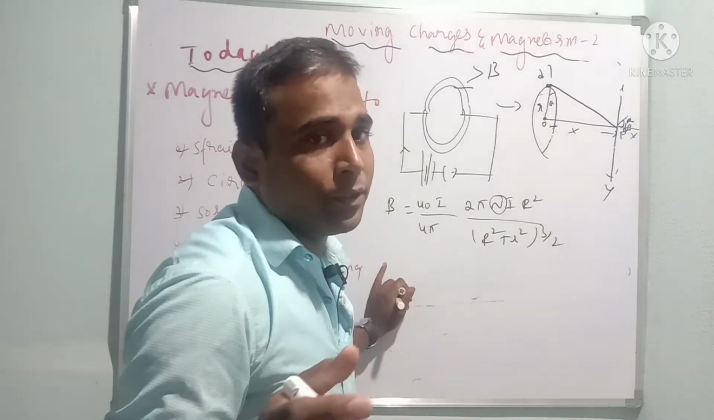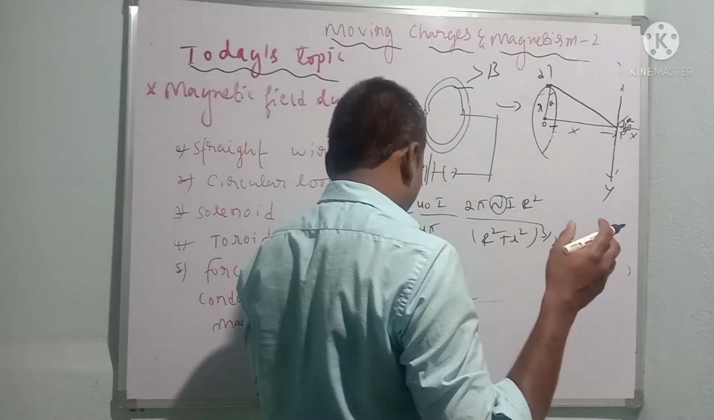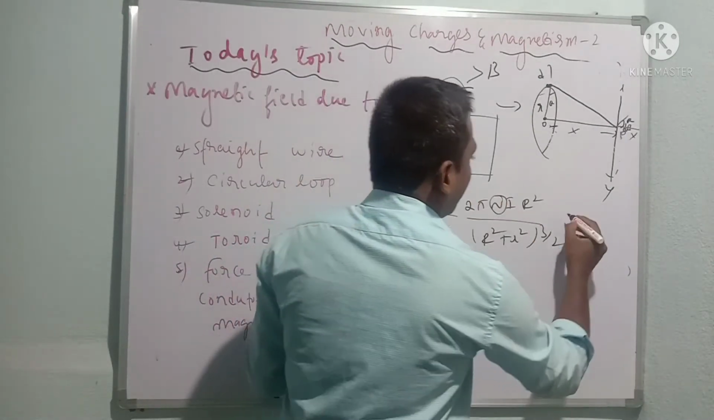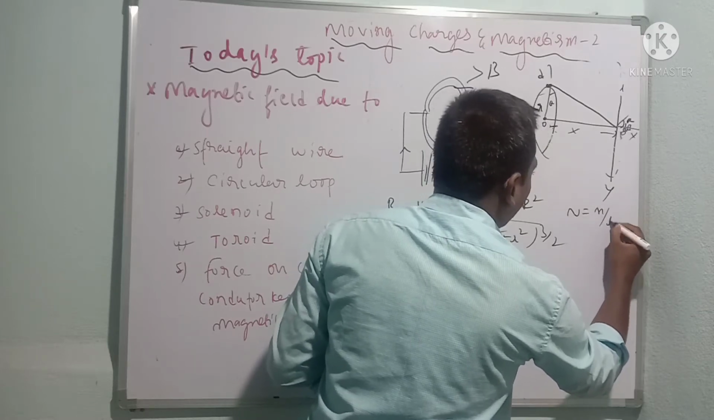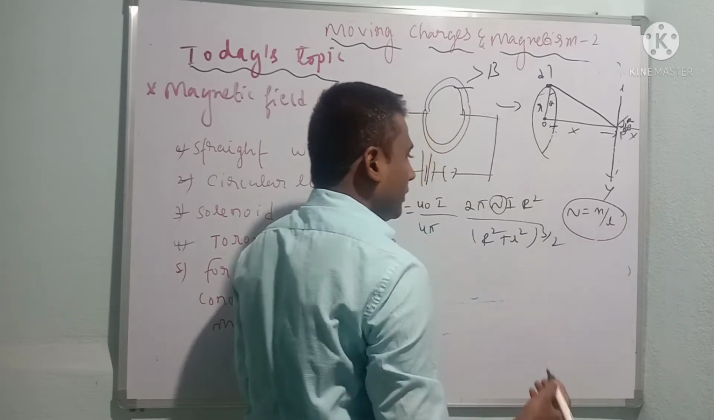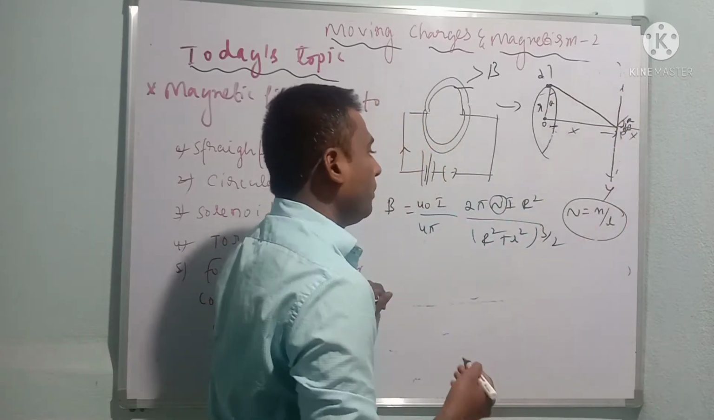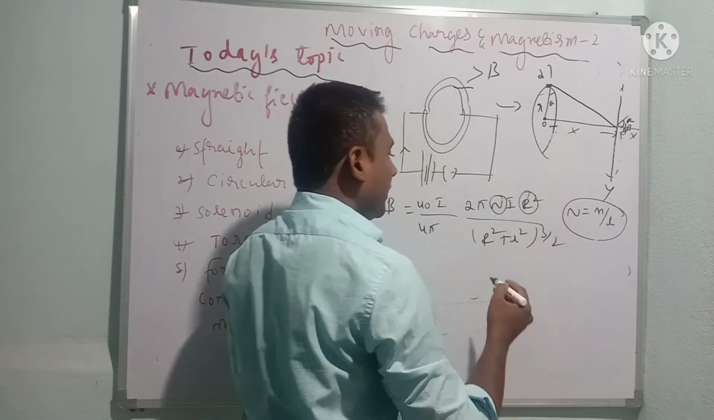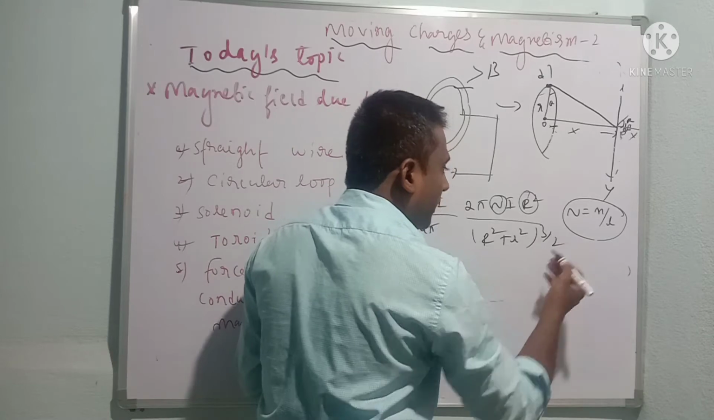n is the number of turns per unit length. This formula will be asked directly in the exam, so remember this: n is the number of turns per unit length. I is the amount of current passing through this circular loop, r is the radius, and the denominator is (r square plus x square) to the power of 3 by 2.